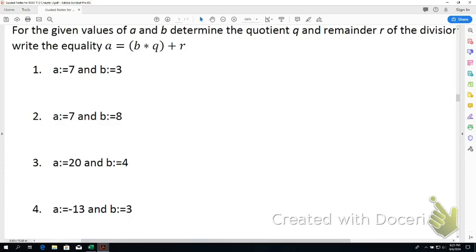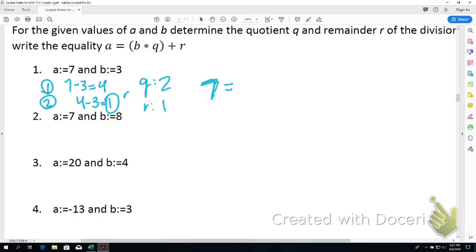So 7 minus 3 is 4, and then 4 minus 3 is a 1. So I know this part is your remainder, and I did it twice here. So that would be your quotient. So Q would be 2, R would be 1. If I rewrite my equation, it would be 7 equals B times Q plus R. So 3 times Q, which is 2, plus 1, which is R. And that's how you would set these up.